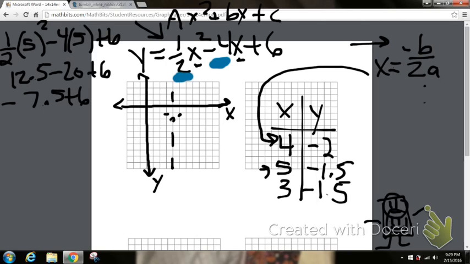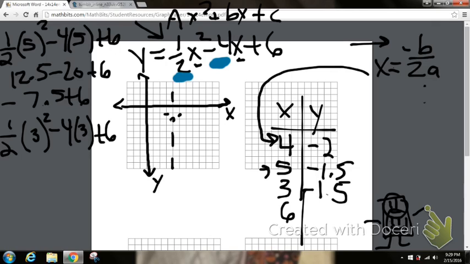Now, if you are saying, I don't believe you, Mr. Barnett, then what I would suggest you do is plug in 3 into our equation and figure that out now. I'm betting you're going to get negative 1.5 if you did everything right. We're not going to take the time to do that. We're going to go over 2 more.